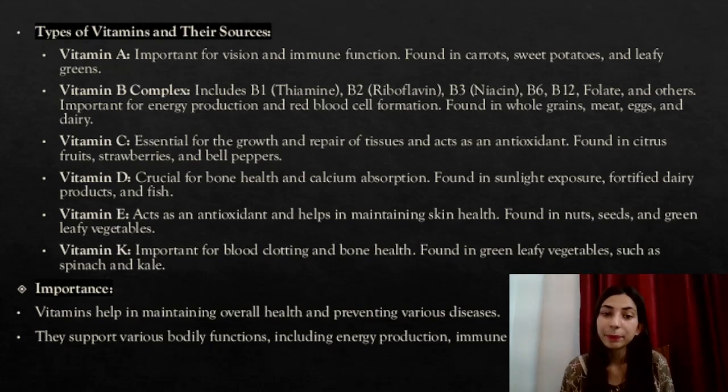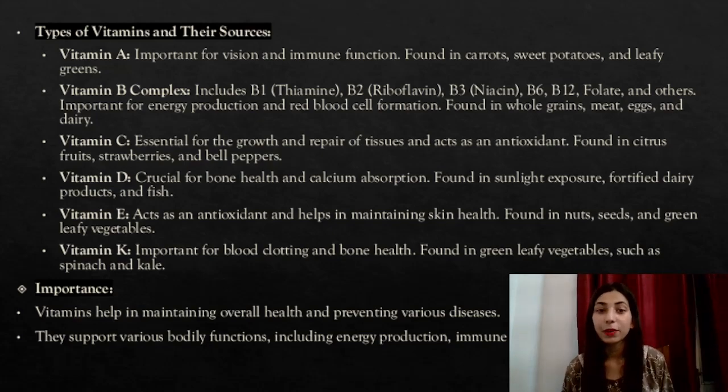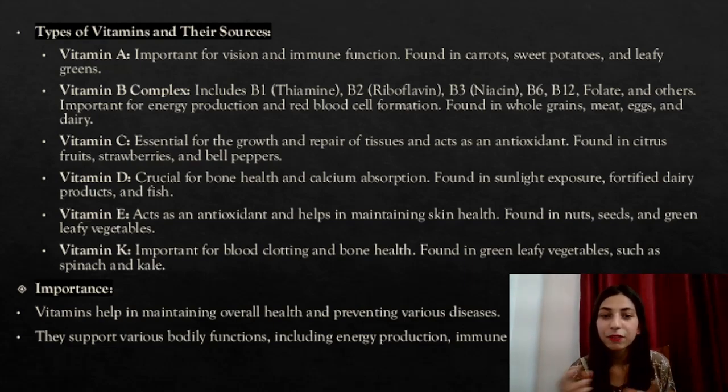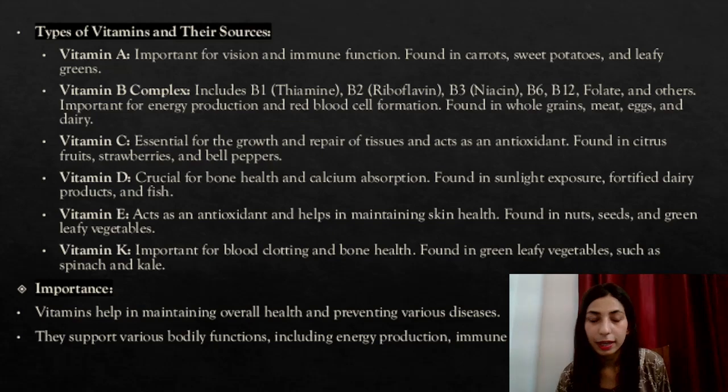And then we have vitamin D, which is crucial for bone health and calcium absorption, and this is found in sunlight exposure, fortified dairy products, and fish. Also, I just want to give this point. There's a misconception that you get vitamin D from sunlight. No, you don't get vitamin D from sunlight. Vitamin D is already there in your body. Sunlight exposure just activates the vitamin D, which is already there. So that's a very major misconception, which I think is clear now.